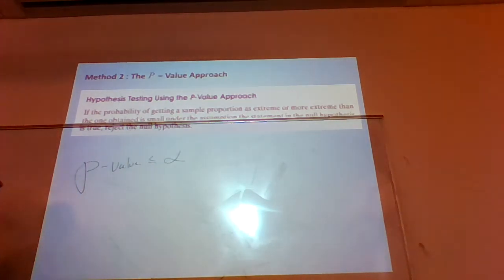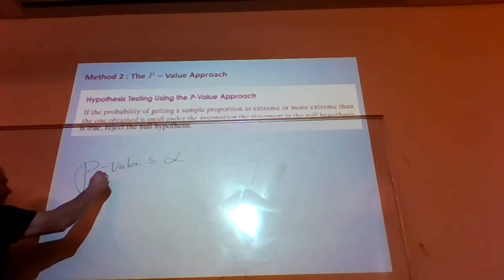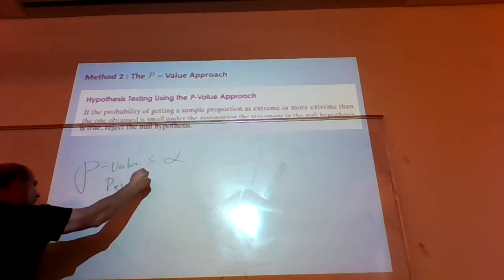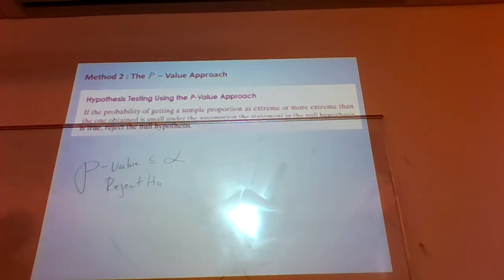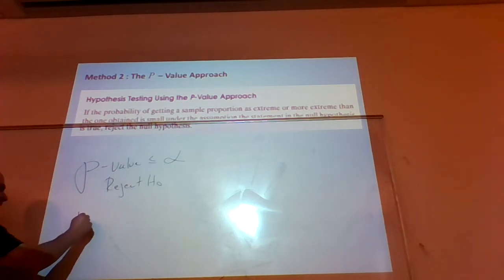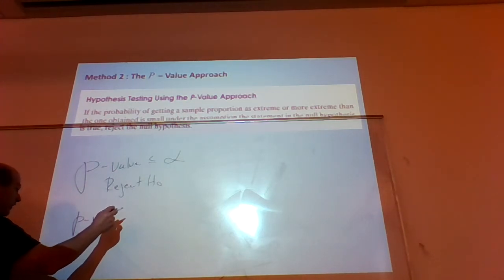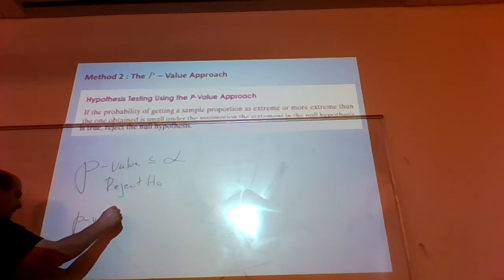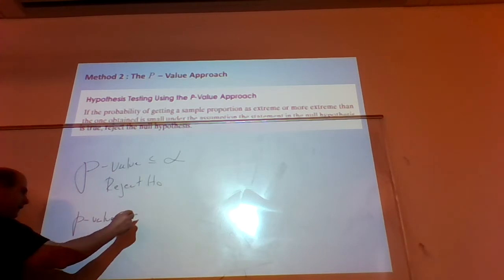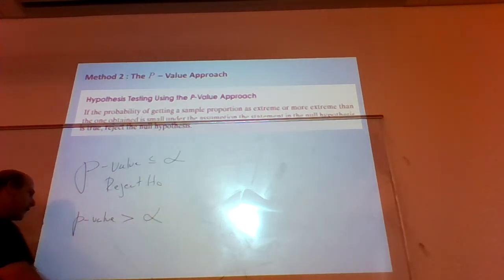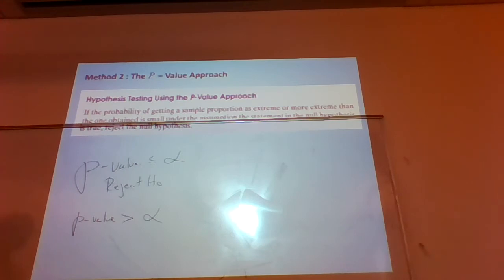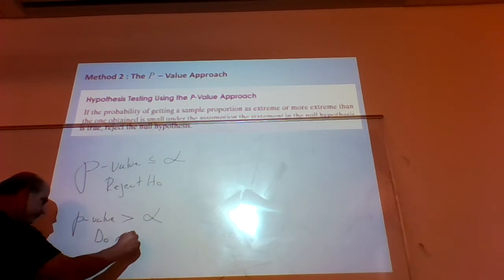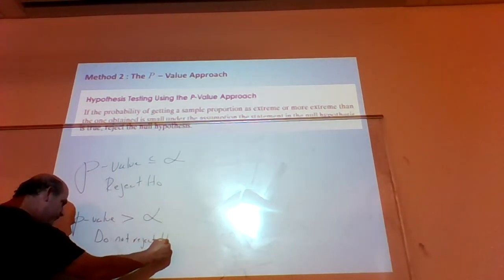If your p-value is smaller than your level of significance, in other words, the type 1 error, you reject. If your p-value is, and I actually even told you what the p-value is, but you just have to live with it for now. I'll explain what it is in a minute. If your p-value is larger than your level of significance, then you don't reject the null hypothesis.